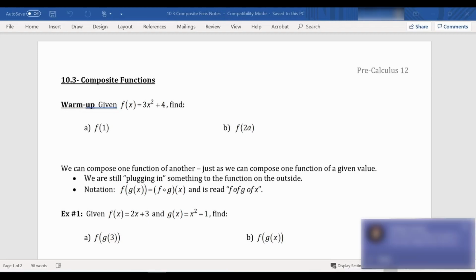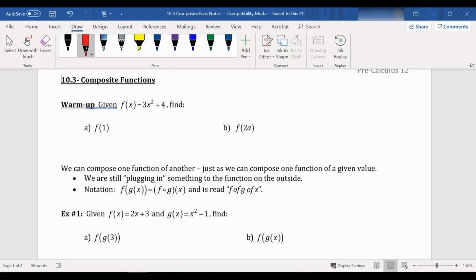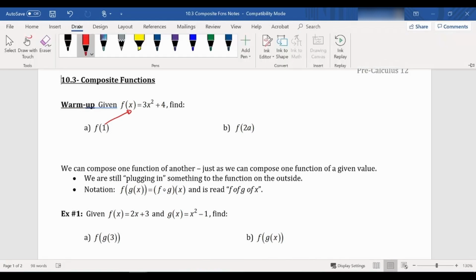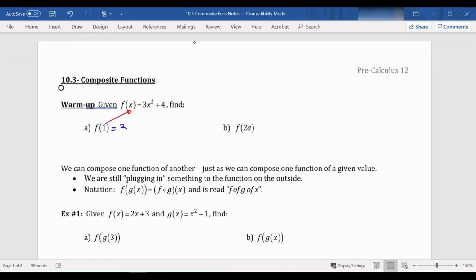First, before we move on to the actual composite functions, we need to look at whether you know how to use function notation. If I have a function f of x equals 3x squared plus 4, and I want to find f of 1, a reminder that what this means is that everywhere I have an x, I'm going to replace it with a 1, because the 1 is replacing the x in the function notation. So this gives me 3 times 1 squared plus 4, which gives me 7.